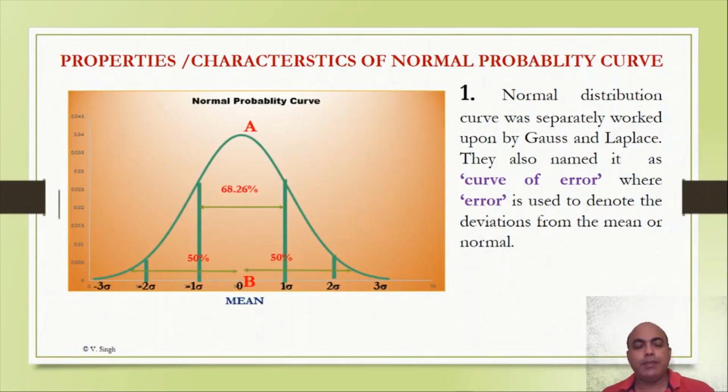Now we will be seeing the properties or characteristics of the normal probability curve. The normal probability curve was derived by both Gauss and Laplace. In honor of Gauss, this curve is also called the Gaussian curve. They also term this curve the curve of error, where error means the deviation from normal behavior or deviations from the mean. We can always see that as the deviation from the mean increases, the frequency becomes very low. So the greater the deviation of an observation from the mean, the less frequently it occurs.